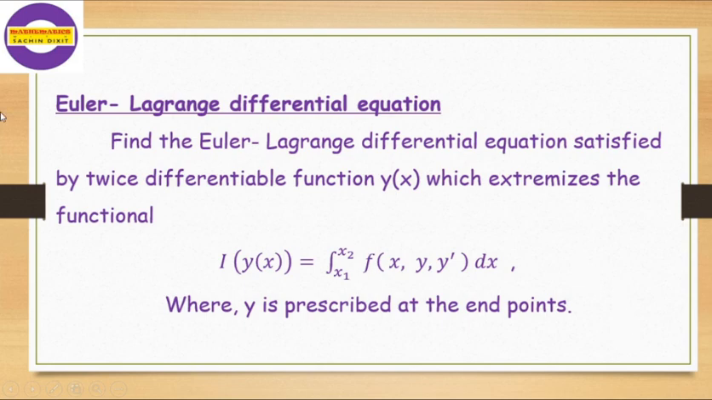That means this Euler-Lagrange's equation gives a condition for which this I will give an extremum value, for that function where this I will be extremized. That means we have to find the function y which extremizes the functional I of y of x.